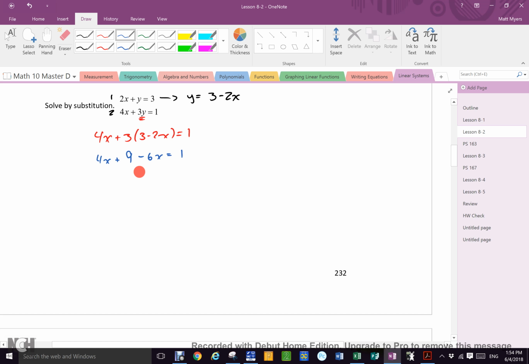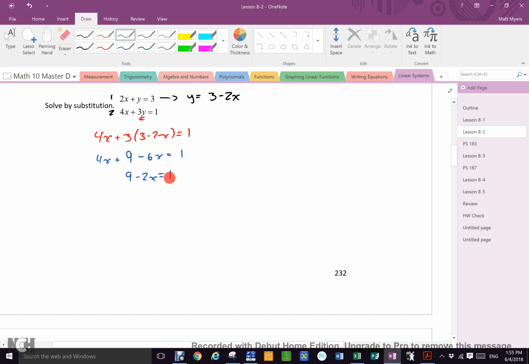Simplify. Stop. Stop. Stop. What does that say? Read that to me in English. y equals 3 minus 2x. What letter is that? Y. What does y equal? 3 minus 2x. Do you see how it works? Yeah. Excellent. Now what? Negative 2x plus 9. 9 minus 2x equals 1.